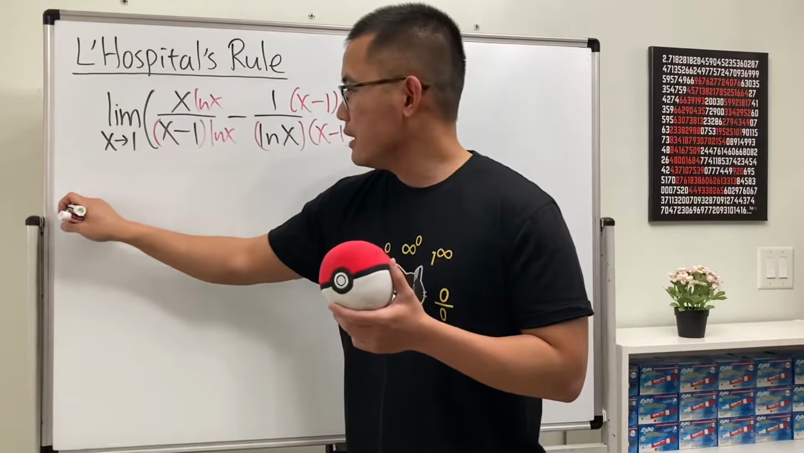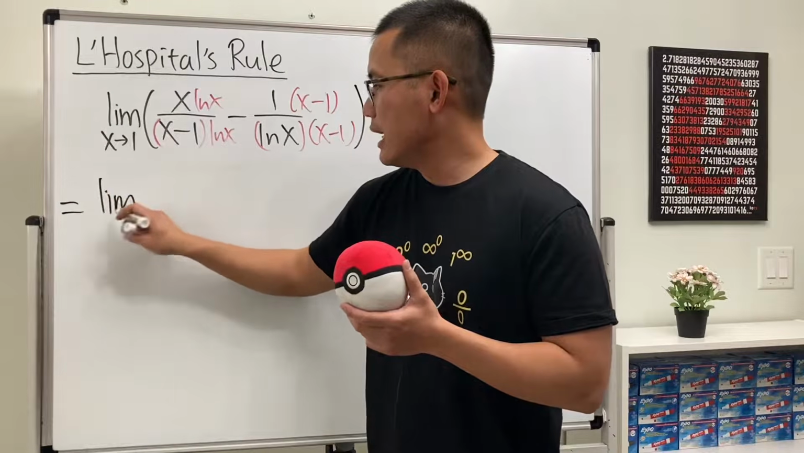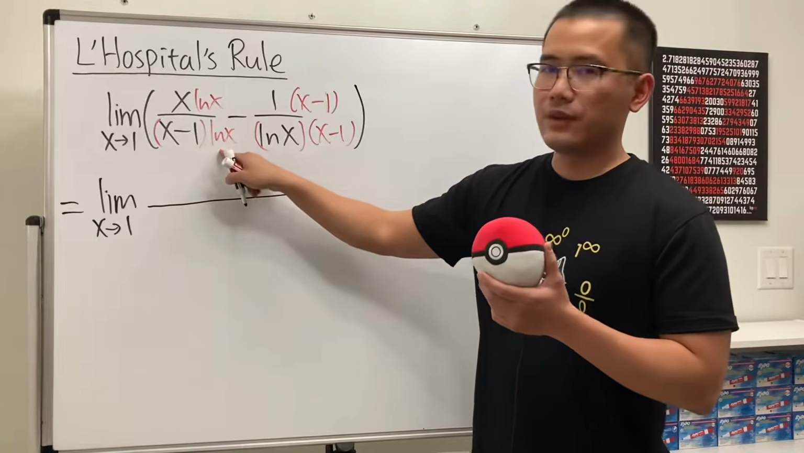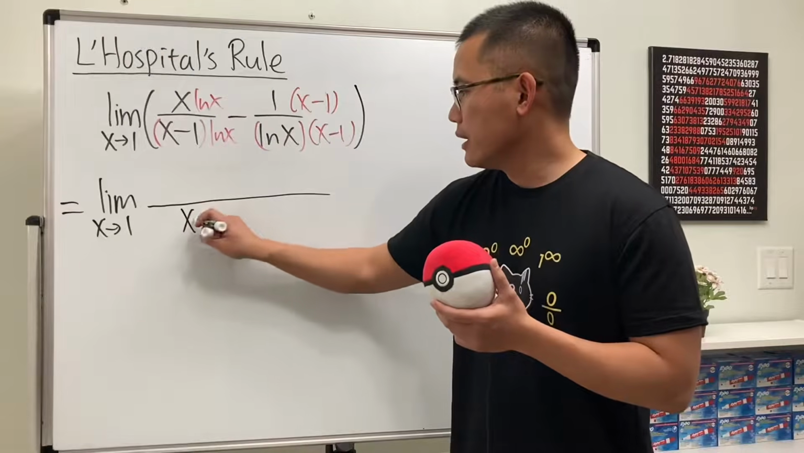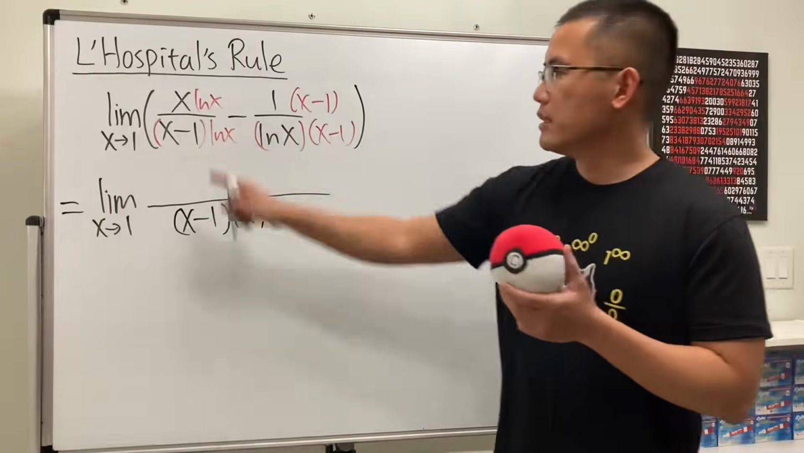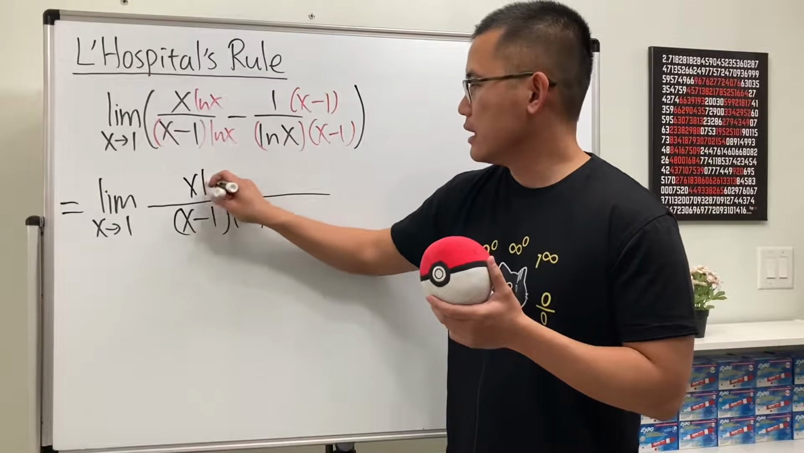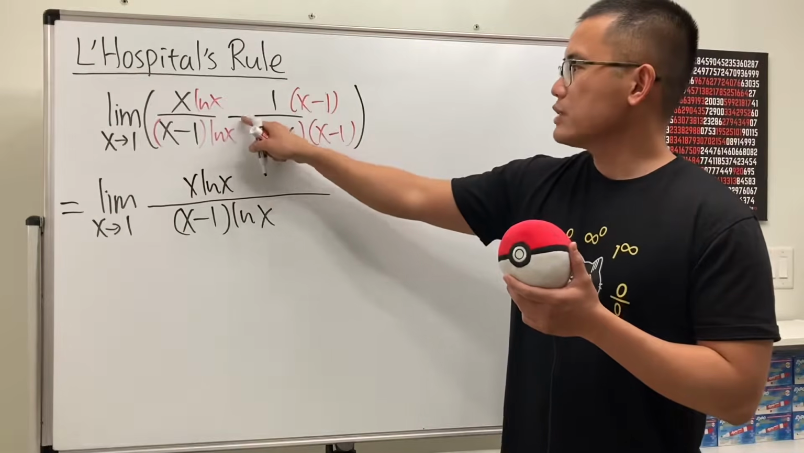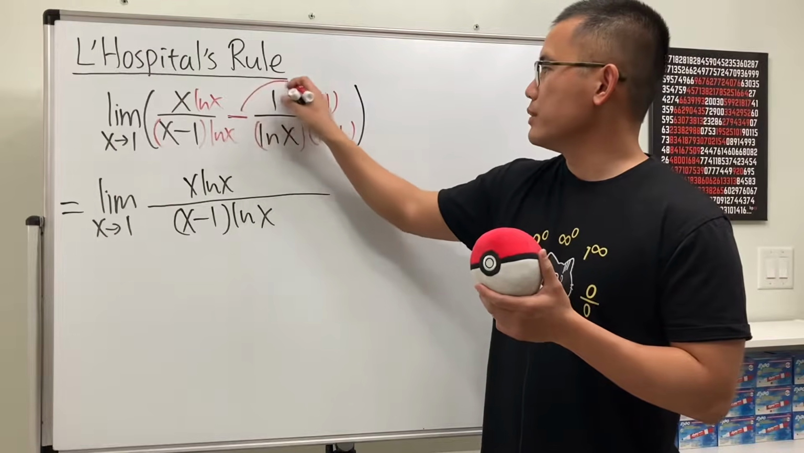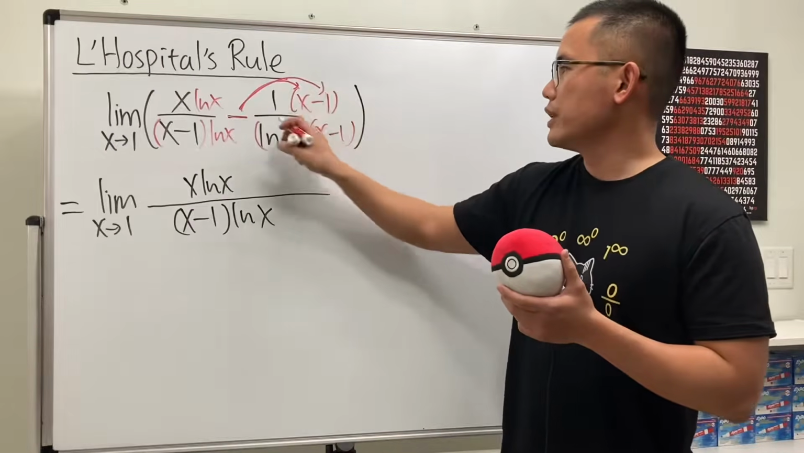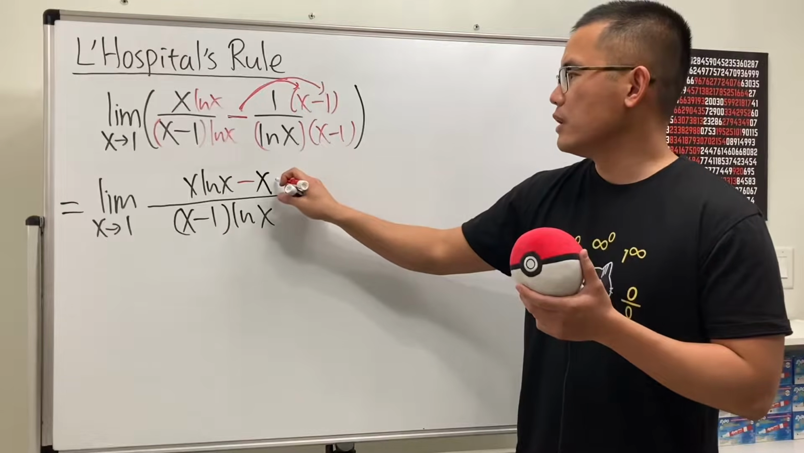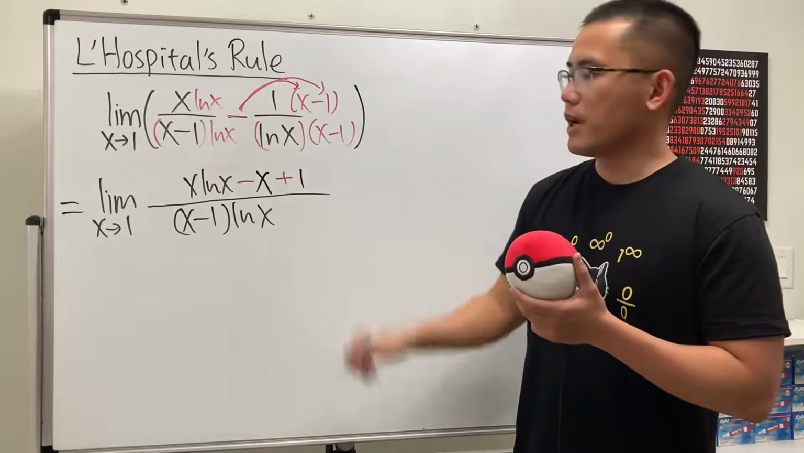And then let's see what we get from here. This is going to be the limit as x approaching 1, and then on the bottom we have this for the denominator, so that's x minus 1 times ln x. And then for the top, first we have this, which is just x ln x, and then minus 1 times that. So be sure we take the negative and then distribute into the parentheses. So we get negative x. Negative, just be really careful. We have a positive and then we have the 1.